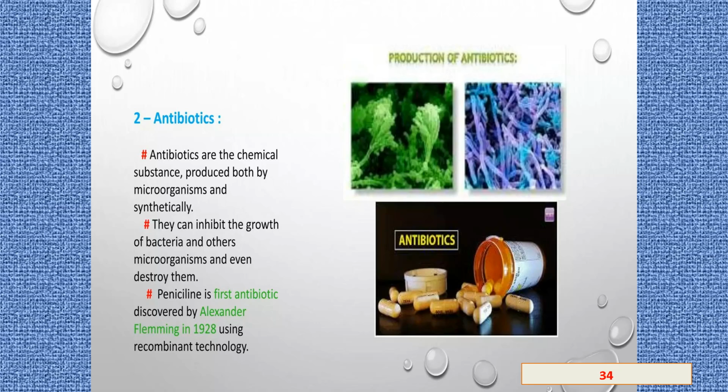And of course, now there is a lot of demand for the production of antibiotics. They are chemical substances produced by microorganisms, also synthetically. They can inhibit the growth of bacteria and other microorganisms and even destroy them. Penicillin is the first antibiotic, discovered by Alexander Fleming in 1928, and is now produced using recombinant DNA technology.